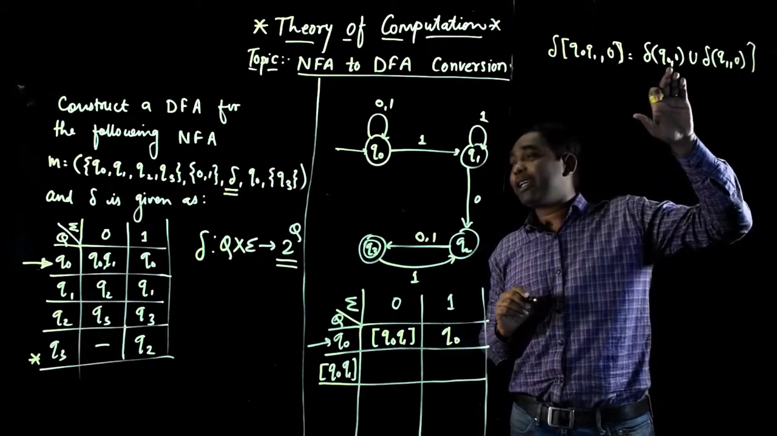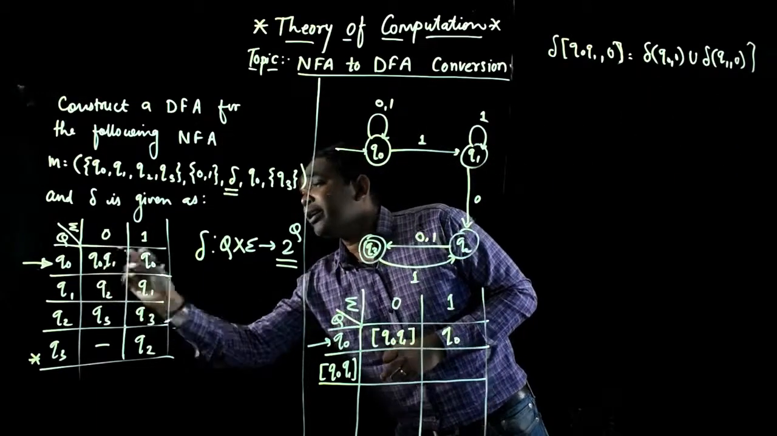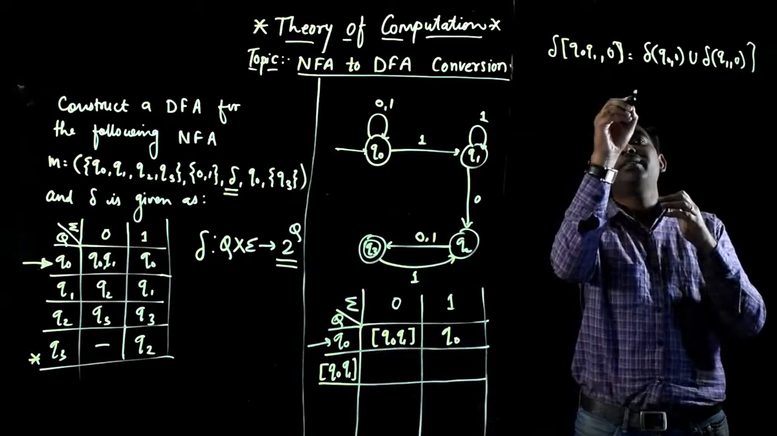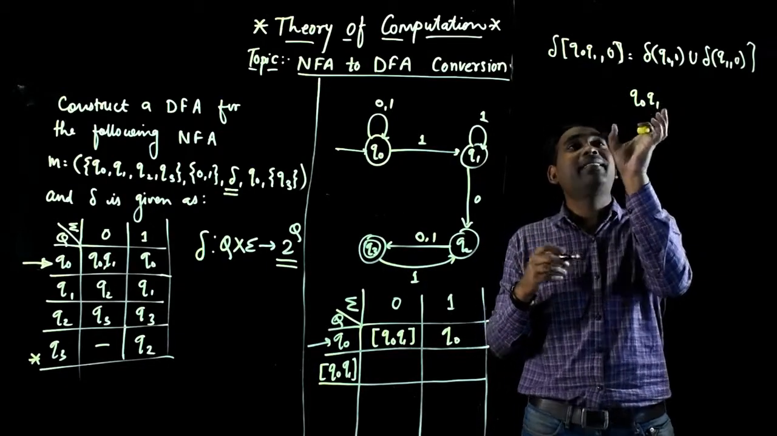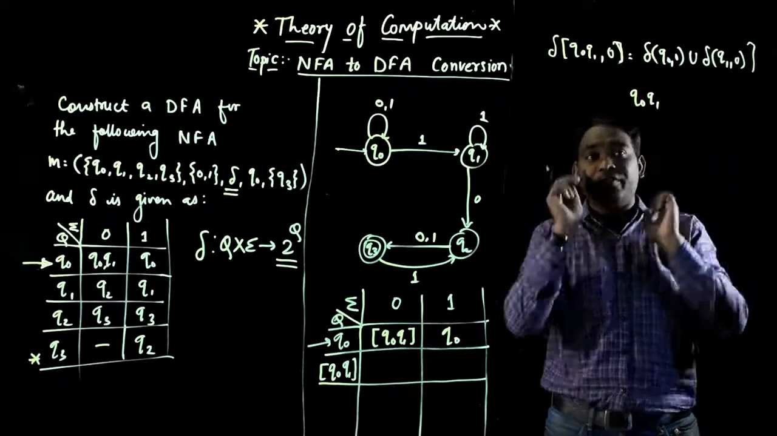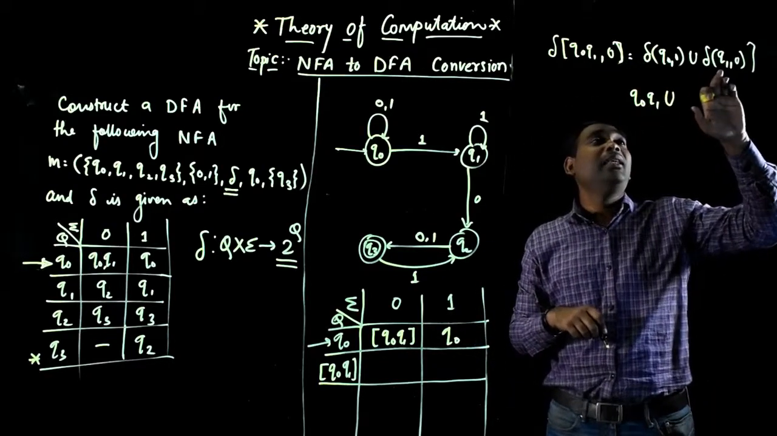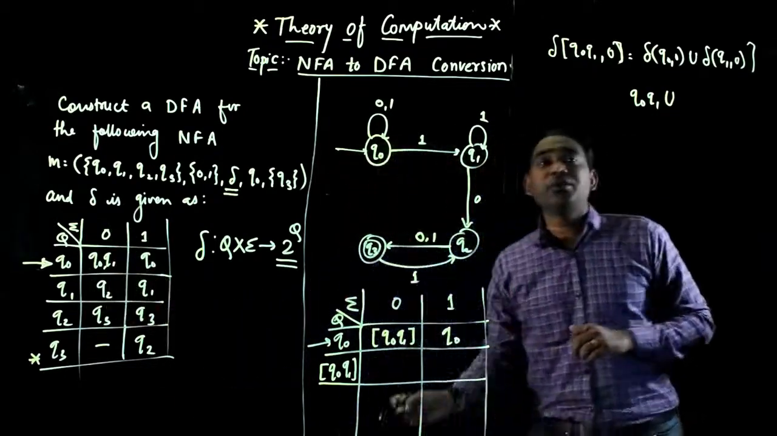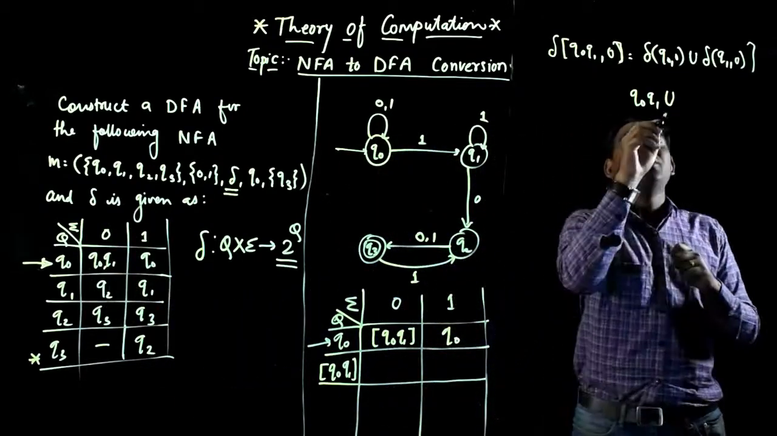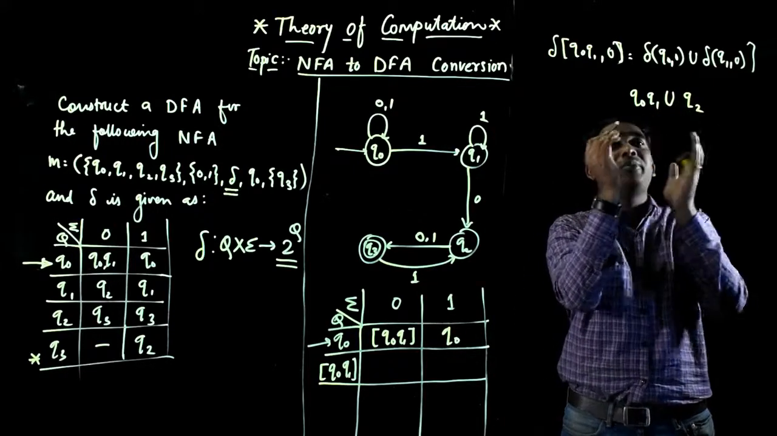So what it says is that δ(Q0, 0) goes to Q0, Q1. This is the next state that I am going to get with this delta function. I am performing the union operation with δ(Q1, 0). What does δ(Q1, 0) say? It is going to Q2. So I am going to perform the union operation of these two.